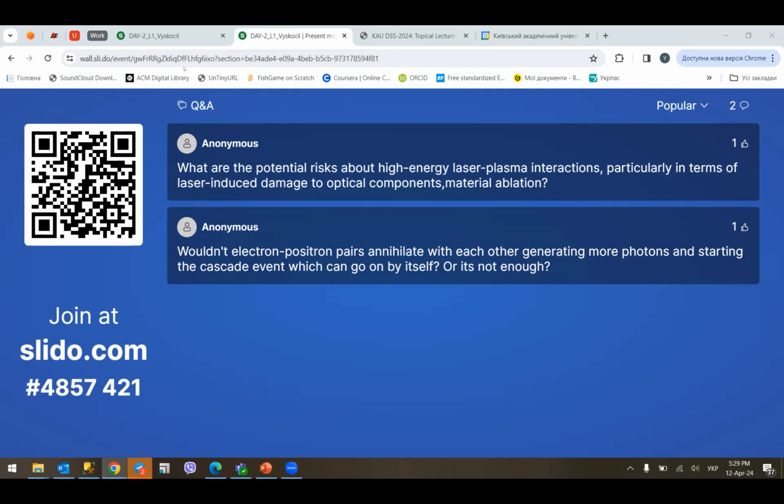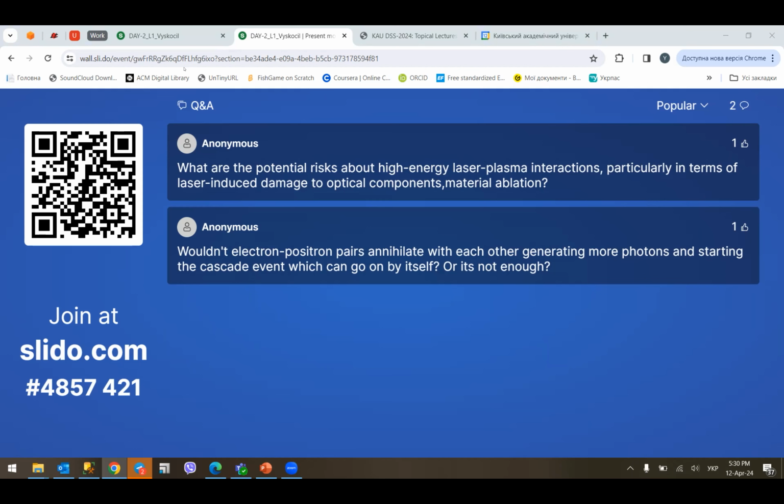The interactions themselves can also be dangerous. You can guess that, for example, if you're interacting with an overdense target, not only does your pulse reflect back and potentially damage something on its way back, but also those accelerated particle bunches, if they hit your equipment, you might need to replace some lenses and things like this.